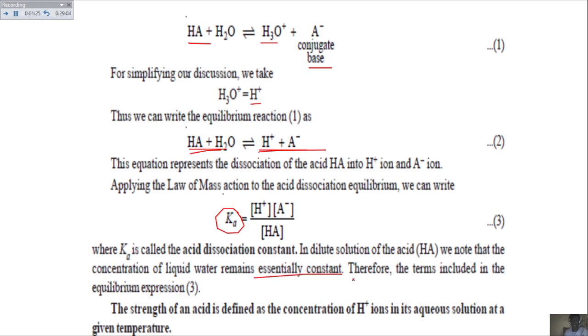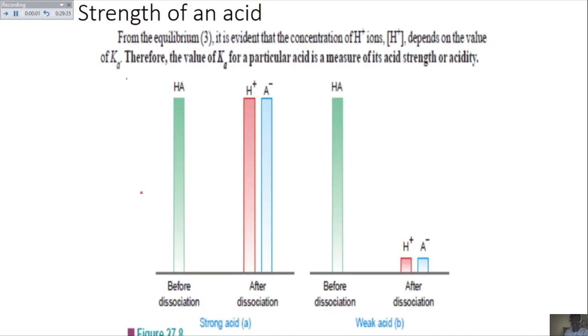Therefore, the term is included in this equilibrium expression. The strength of an acid is defined by the concentration of hydrogen ion, H+, in its aqueous solution at a given temperature, because temperature can be a critical factor that can affect the solution. Good. Then we can now talk about this.